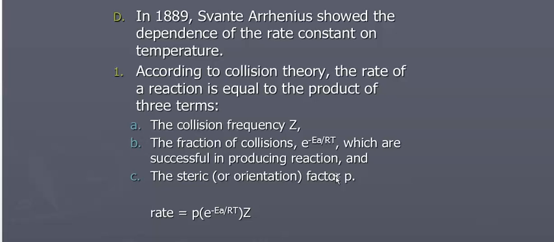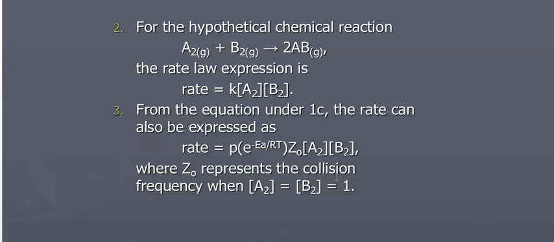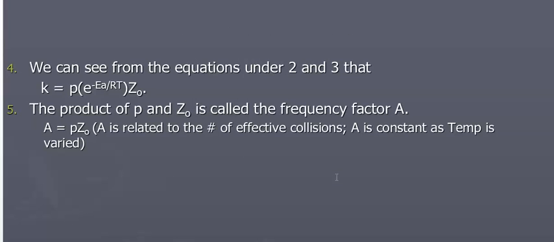In 1889, Svante Arrhenius showed the dependence of the rate constant K on temperature. Now here's a lot of derivations for you. I'm going to leave these here and I'll let you look through the derivations, but I want to get to the important part. So here's a derivation from the Arrhenius equation. We can derive it using a hypothetical chemical reaction. But again, there's lots of symbols here, and I will show you the important things.